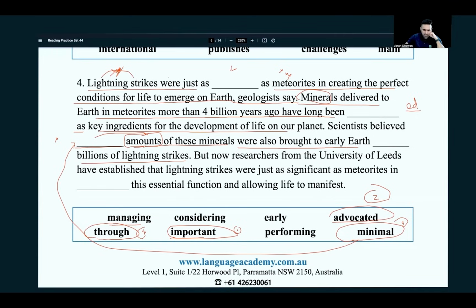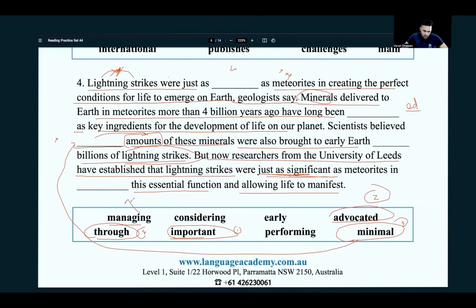Scientists believed minimal amounts of these materials were also brought to early Earth through lightning strikes. So the mineral came to Earth via lightning strikes. But now researchers from the University of Leeds have established that lightning strikes were just as significant, means as important, as meteoroids in dash this essential function and allowing life to manifest. In what do you do with function?